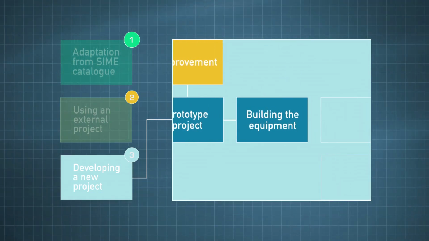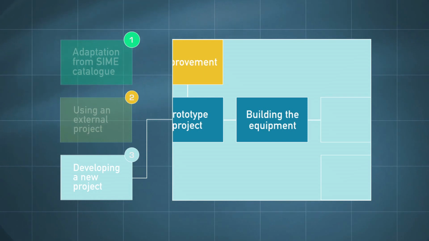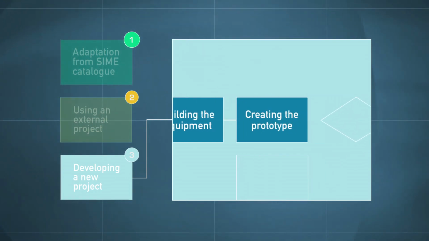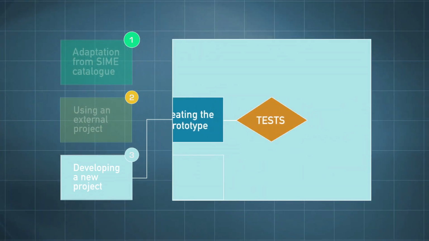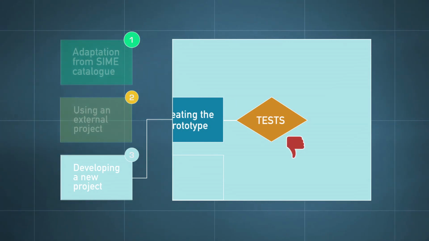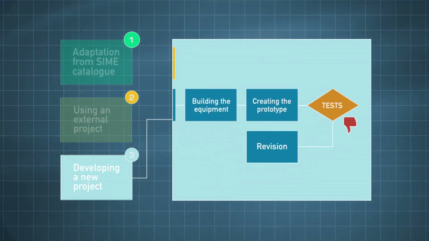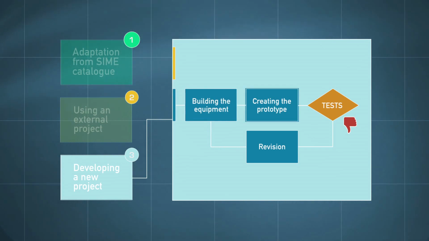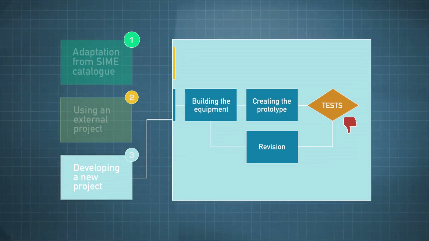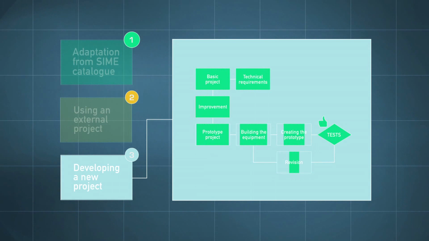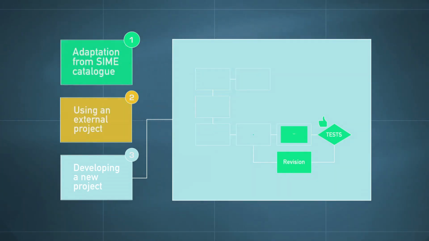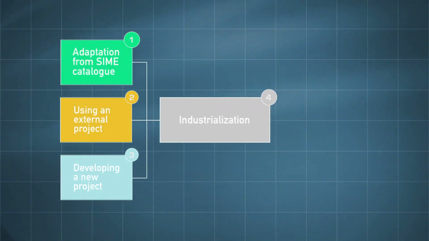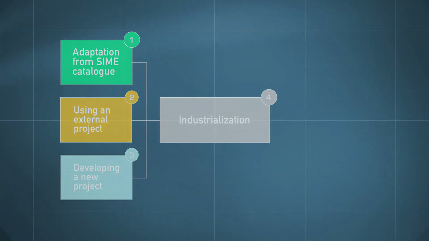Next, we build the equipment required to manufacture the first series. Specific tests determine whether it fulfills the technical specifications expected by the customer. If necessary, the design is revised and the equipment is optimized until it fulfills the set objectives. The next step is defined by the manufacturing process on an industrial scale.